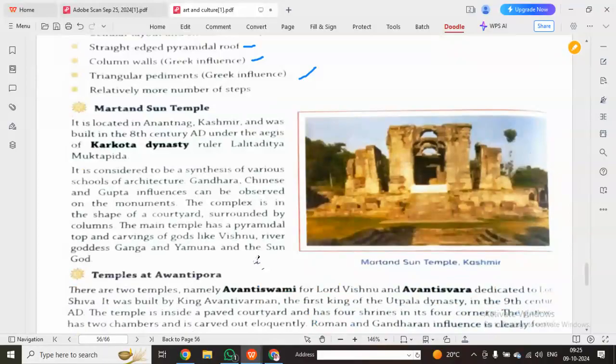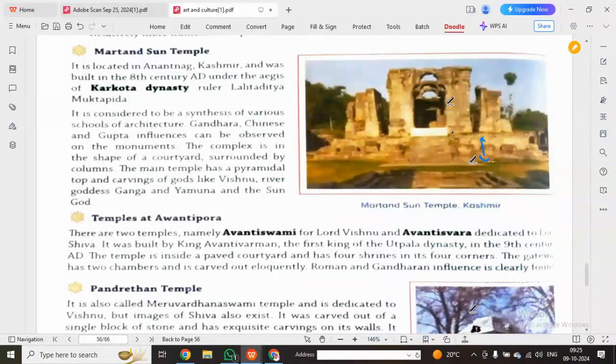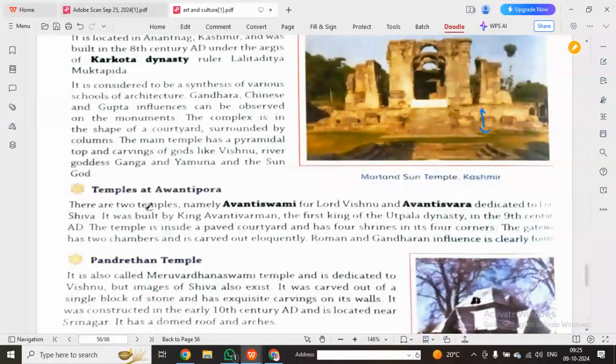The complex is in the shape of a courtyard surrounded by columns. The main temple had a pyramidal top and carvings of gods like Vishnu, river Ganga, Yamuna and the sun god. This is a type of structure, you can see the height also, Panchayatana style. Temples of Avantipura. There are two temples, namely Avantiswamy dedicated to Lord Vishnu and Avantishvara dedicated to Shiva. It was built by King Avantivarman, the first king of the Utpala dynasty.